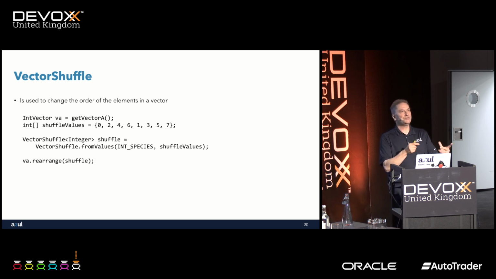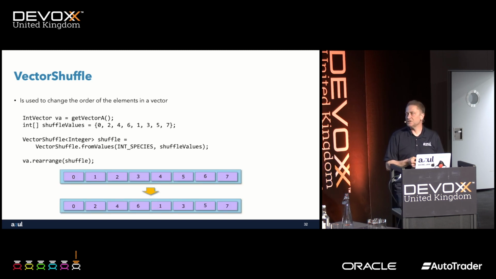We could also do a vector shuffle, and this allows us to reorder the elements in our vector. So we get our vector A, then we'll have a set of shuffle values, which is essentially saying, take the elements at this position and then put it into the lane in the position it is in that array. Call vector shuffle from values, use the shuffle values, and so on.